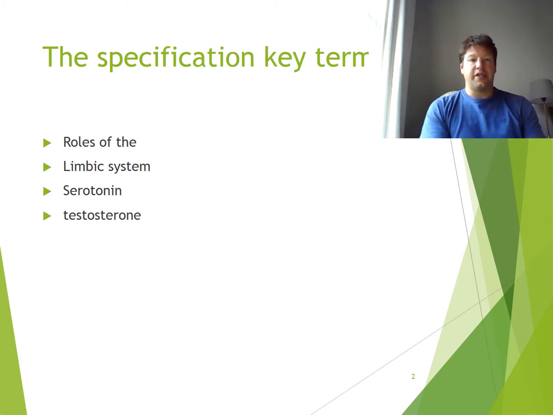Okay, the key terms in the specification, things you're going to need to understand and be able to answer questions on. Roles of, basically: the limbic system, so we're going to learn what that is, serotonin and testosterone. You may already have heard of serotonin, and testosterone definitely, and its idea around aggression. We'll look in a bit more detail into that.